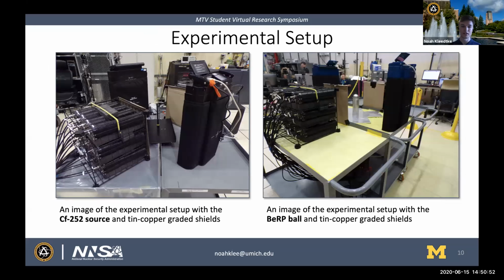Now onto the actual experiment. One of the optimal shielding designs was used to purchase the tin copper graded shielding. You'll see the manila folder. The shielding is actually in those manila folders, which is placed in front of an array of 12 trans-stilbene organic scintillators. There were 3 sources that were measured: californium-252, which is shown here on the left, the BeRP ball, which is shown on the right, and then AmLi, which was measured in the same configuration as californium-252. 2 helium-3 based detection systems were also present during the experiment, but their data is not used in this work.